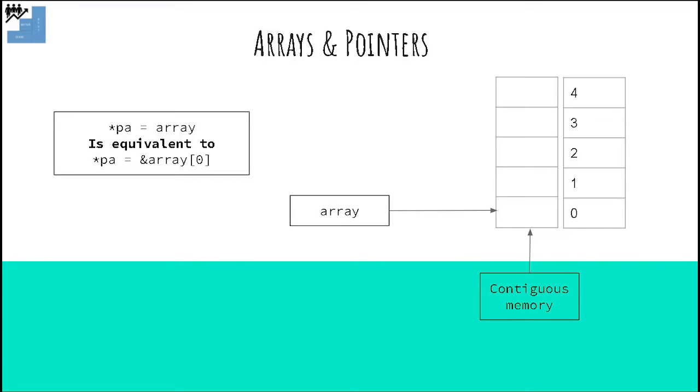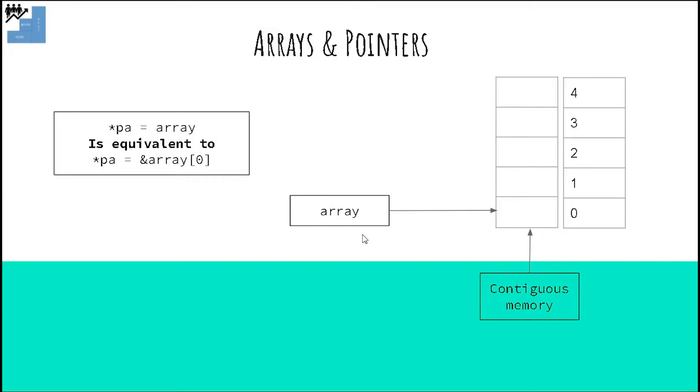What is an array? An array is a pointer to a block of contiguous memory. So this is the block of contiguous memory, and the array is the pointer to the contiguous block of memory. So the array holds the address of the first element of the array.